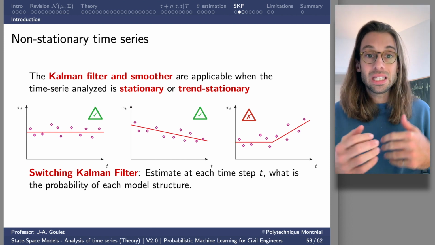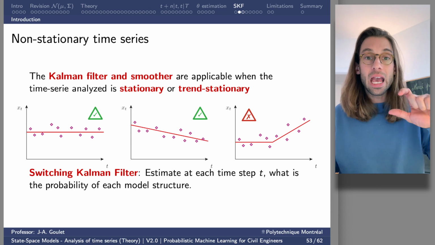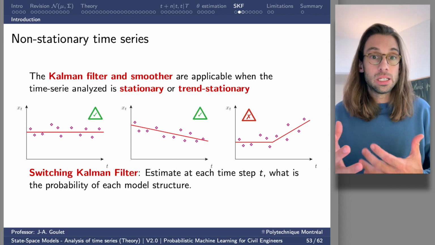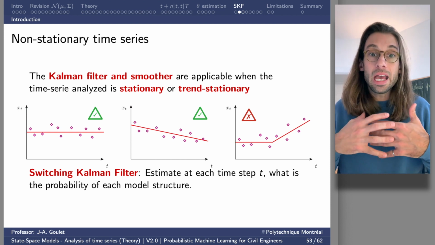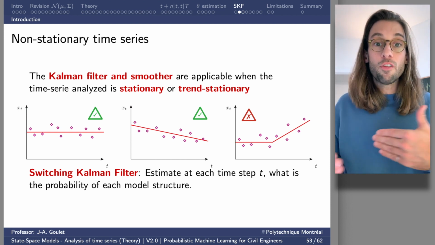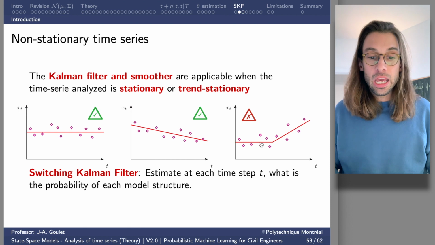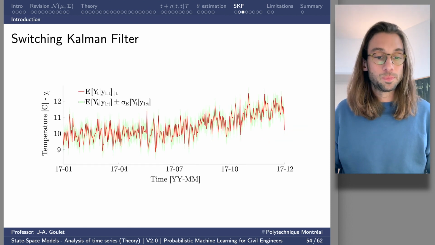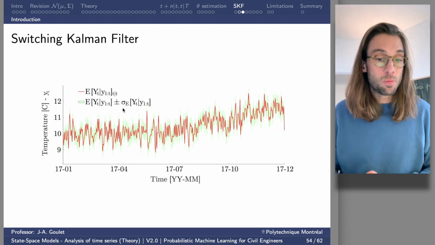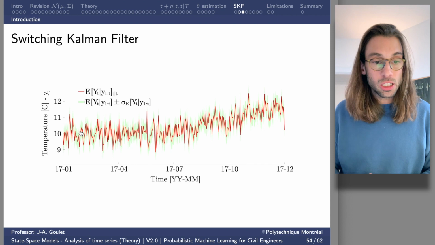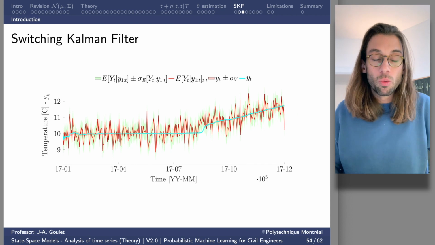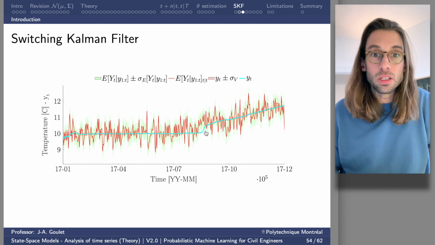So what we want to do is that each time, not only estimate the hidden state for our system, but also estimate what is the probability of each regime. Either here, the zero speed model, or here, the constant speed model. Okay, we have data as we saw at the beginning of this module, where we have here a constant speed regime, a zero speed regime, and here a constant speed regime. What we want to do is to make that inference, okay?